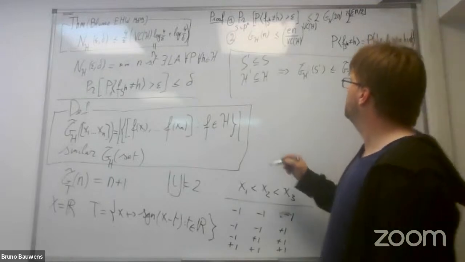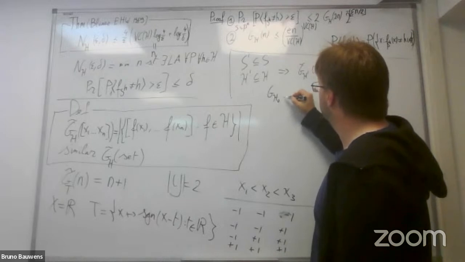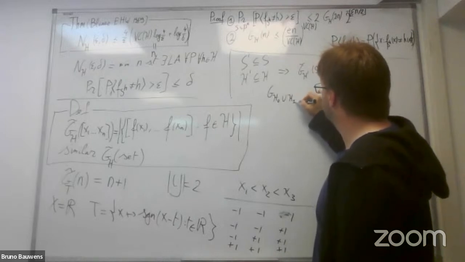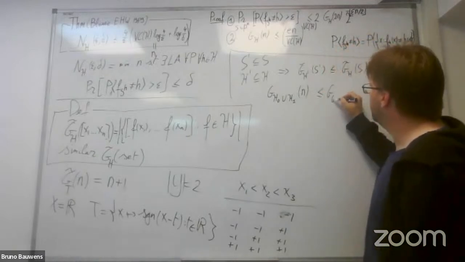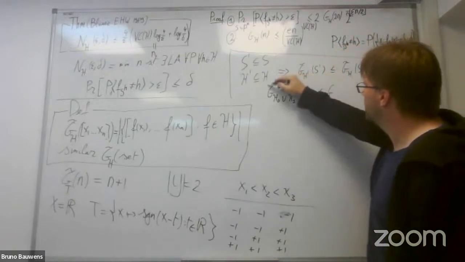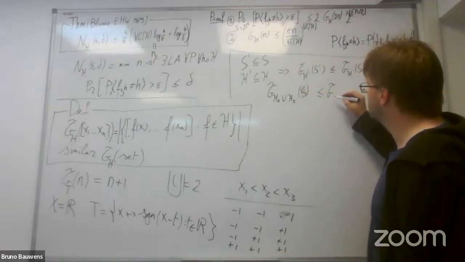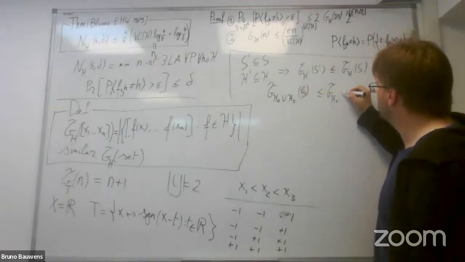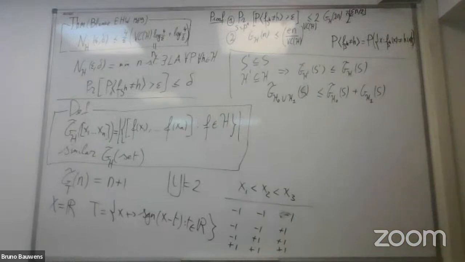Another property: if we take the union of two sets, we can bound the growth function by H0 of S plus H1 of S. So this is another property, it's clear, right?